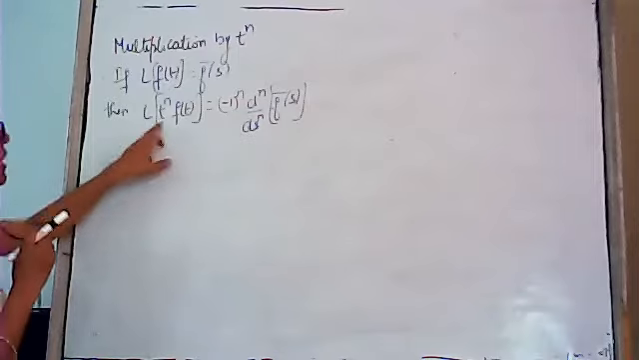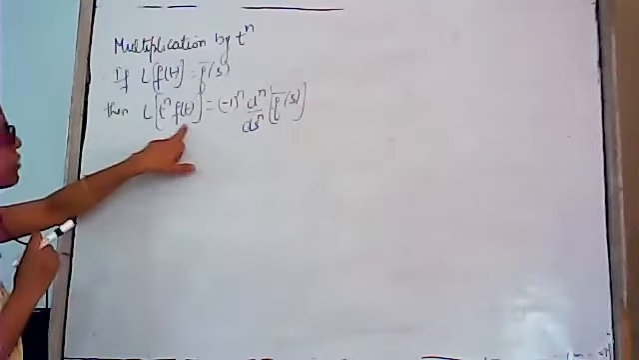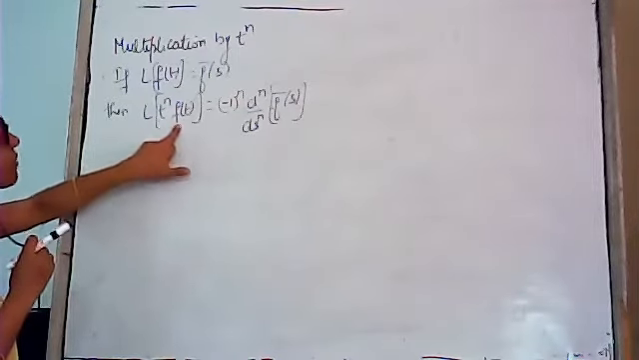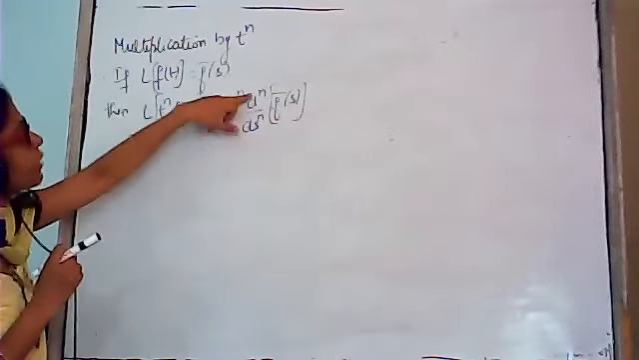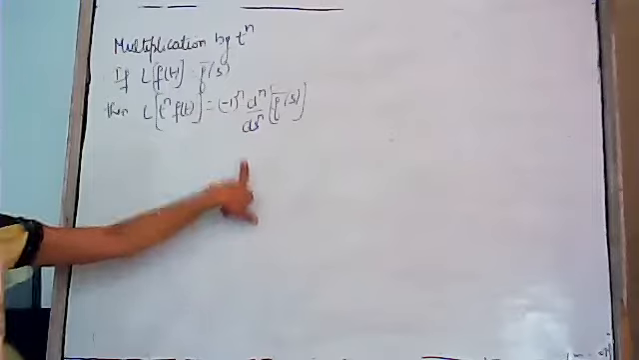Suppose we want to multiply t to the power 1 with the function. First of all, you find the Laplace transformation of the function. After that, t to the power 1 means minus 1 to the power 1 into d by ds. You have to differentiate the function only once. Okay?